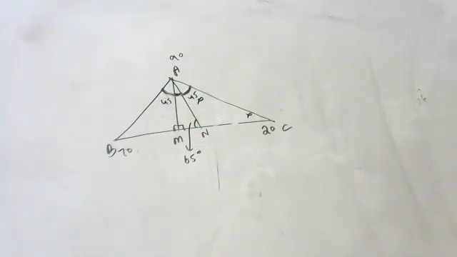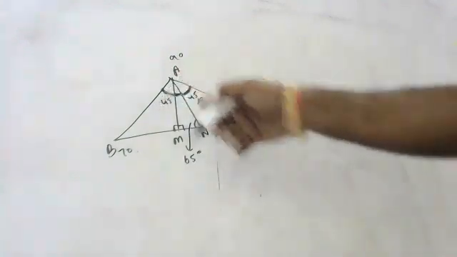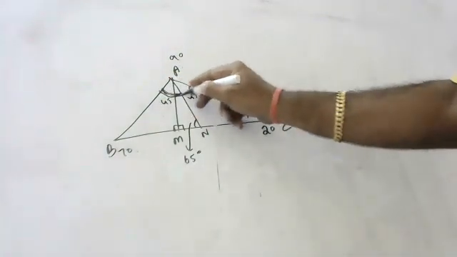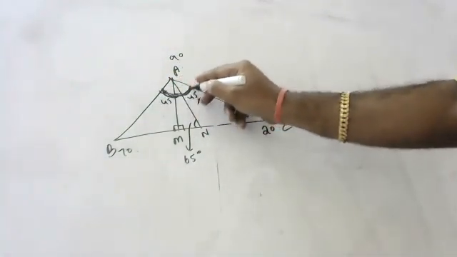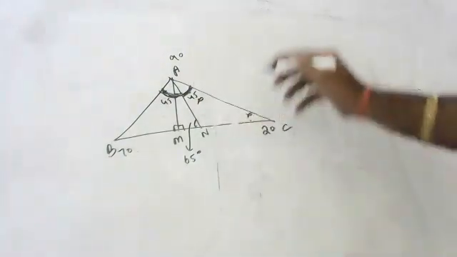60. Exterior angle equal to sum of interior opposite. Okay, sir. I did not see AN bisector. Children, total is 90, sir. This is 45, this is 45. 45 plus 20 is 65.